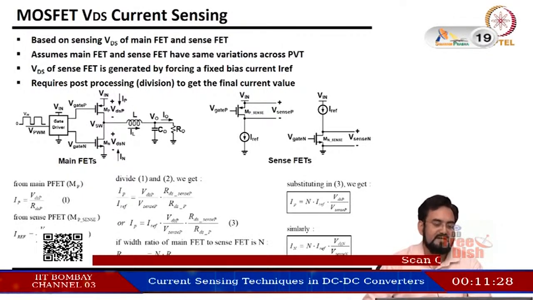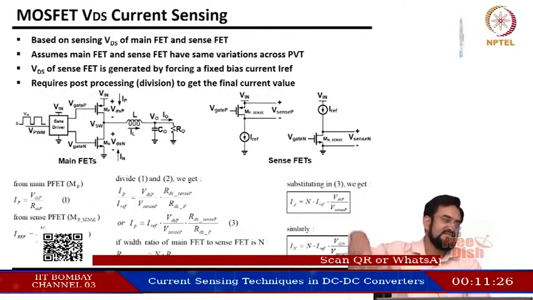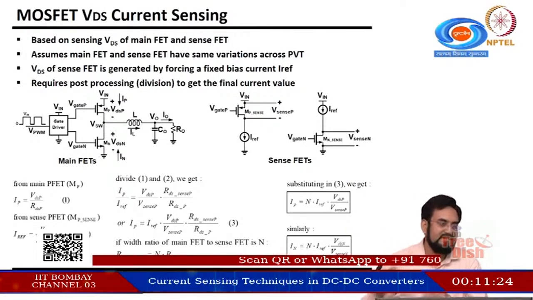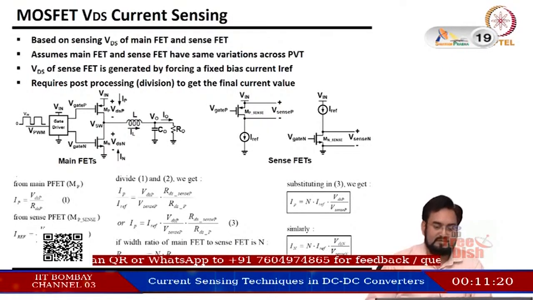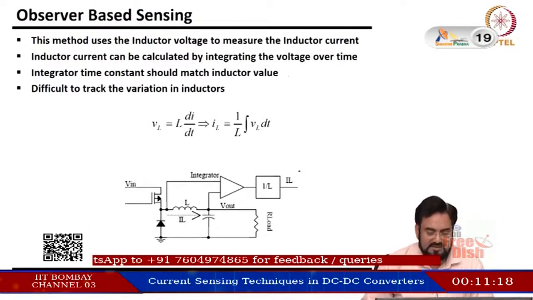And once you have both peak and valley, if you add the two, you will get the exact inductor current, and you can get the average current from there as well, okay.